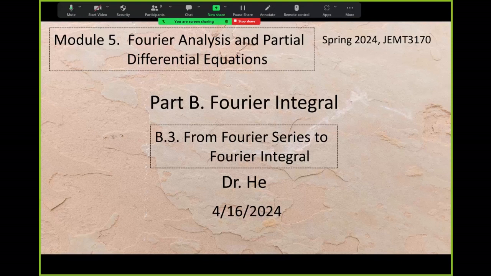Another limitation: the function is defined on a limited interval. It's not on the whole x-axis. For some application problems, these two limitations are not very good. So we want to overcome these two limitations. So the next step, we want to go to the Fourier integral to overcome the two limitations of the Fourier series.